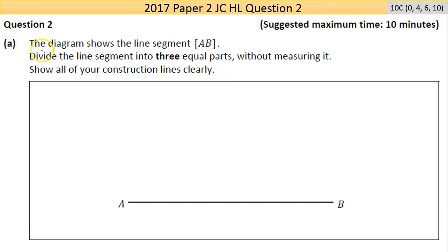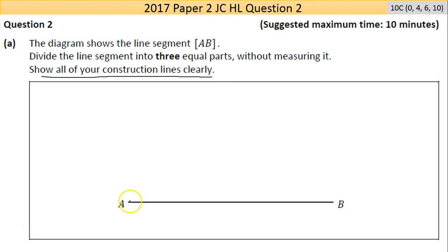So part A here is asking: the diagram shows the line segment AB that's drawn on the page for you. You're asked to divide the line segment into 3 equal parts without measuring it. And very important, you need to show all your construction lines clearly. This is quite simple. It's one of the constructions you have to know.